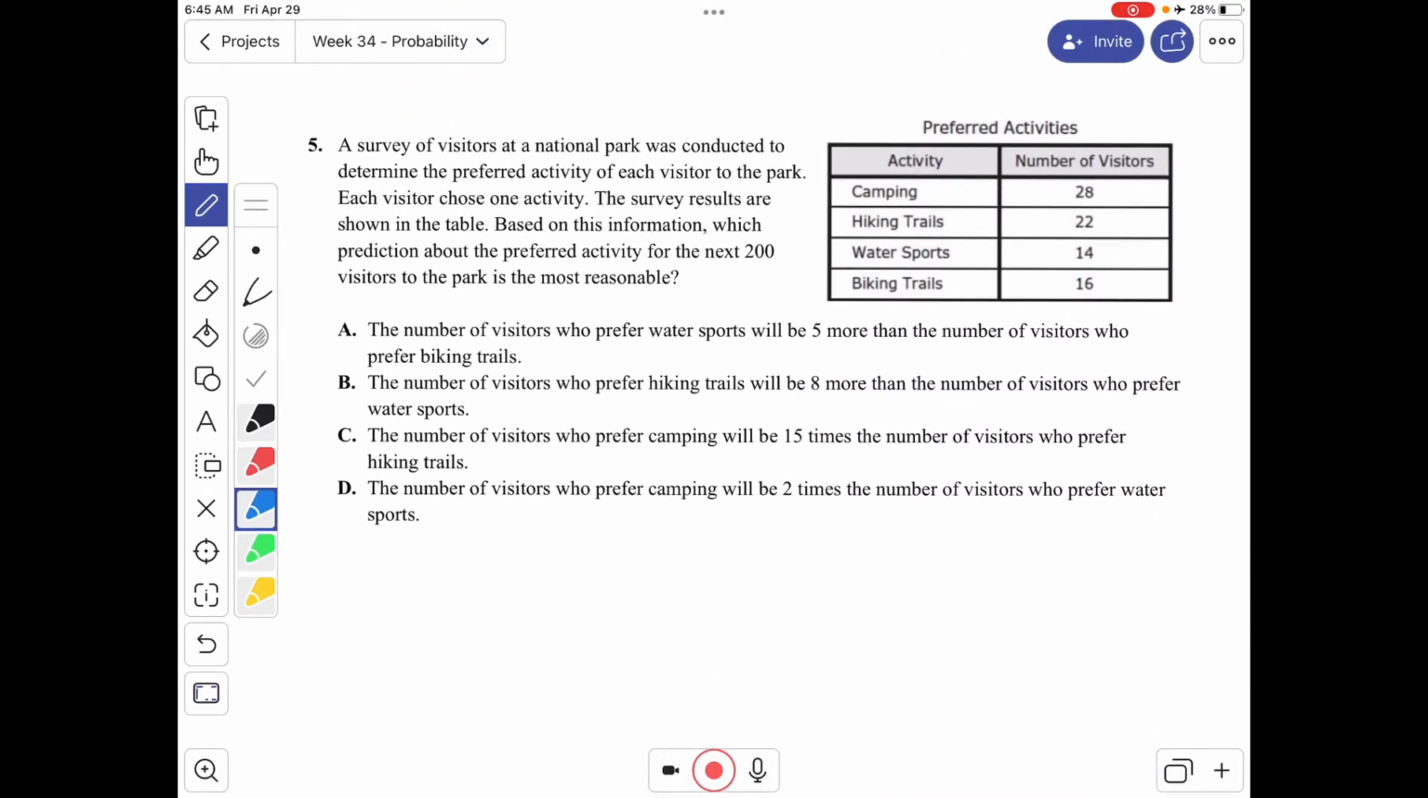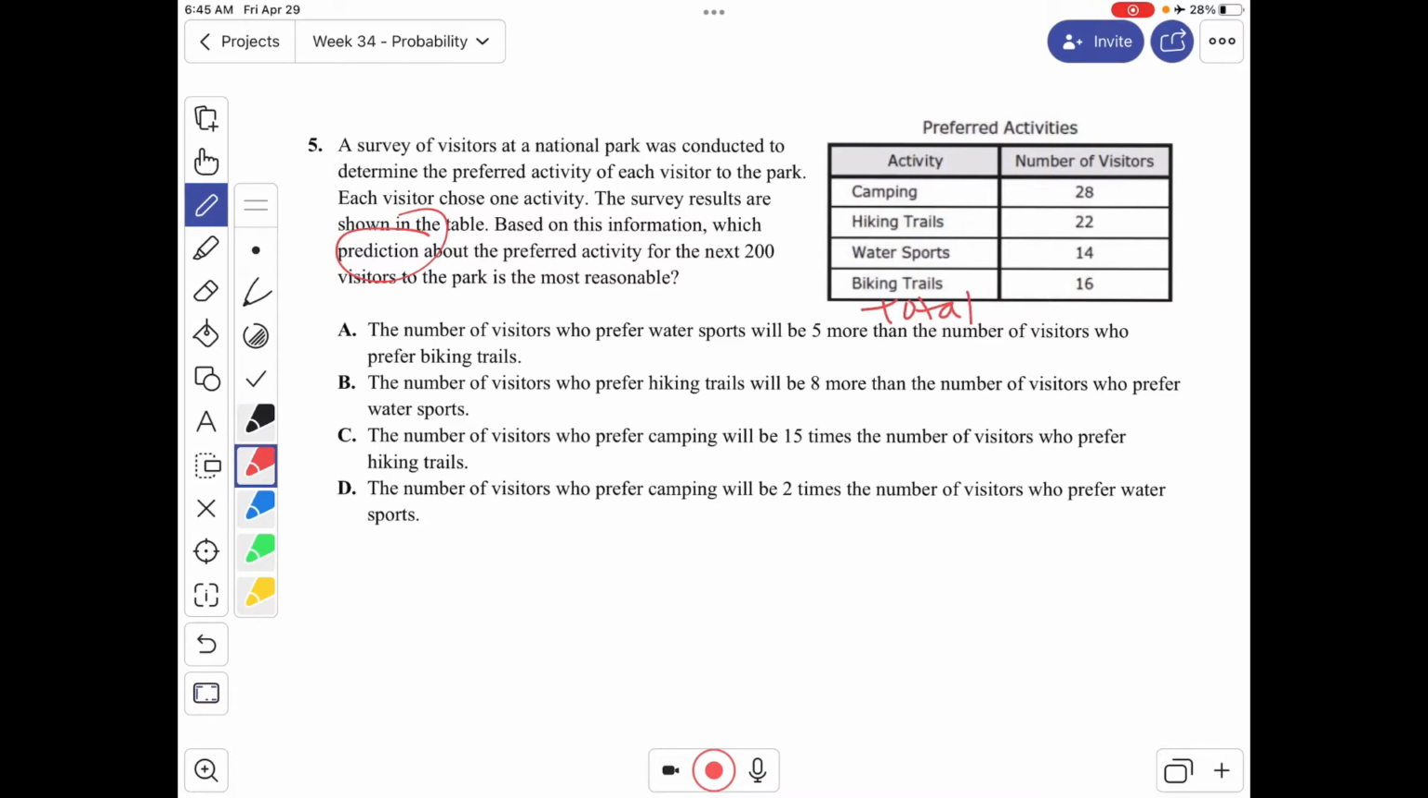Number 5, a survey of visitors at a national park was conducted to determine the preferred activity of each visitor to the park. Each visitor chose one activity. The survey results are shown in the table. Based on this information, which prediction about the preferred activity for the next 200 visitors to the park is the most reasonable? Since we're making a prediction, we want to set up proportions. So think of the chart as one giant proportion.